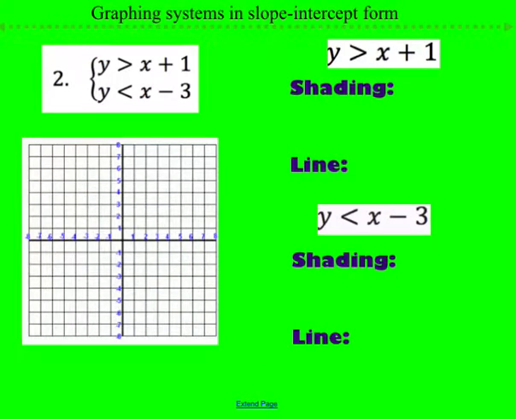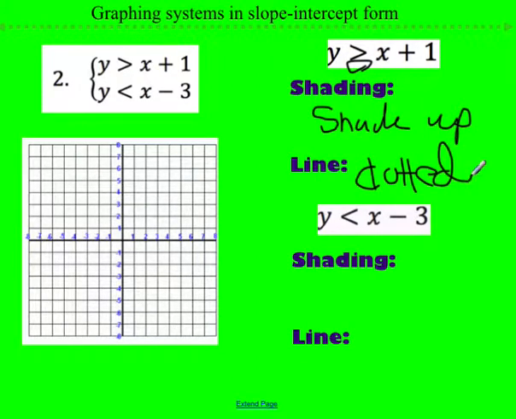All right, let's take a look at number 2. First of all, our shading is going to be up. You could also just write up if you wanted to, because the alligator's eating that y. Now I notice there's no line underneath the inequality symbol, so that's going to be dotted. We're crossing the y-axis at 1, and our slope being multiplied by that x is 1, or 1 over 1. So we're going up 1 over 1, and that's going to be a dotted line. And from there, we're shading up.